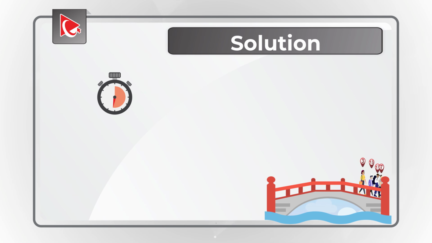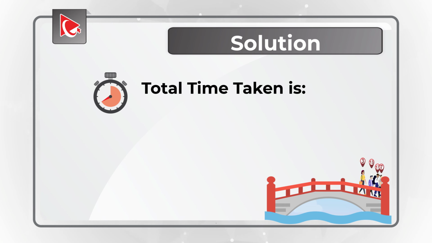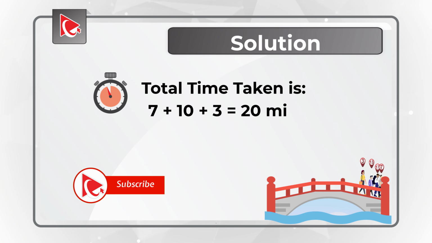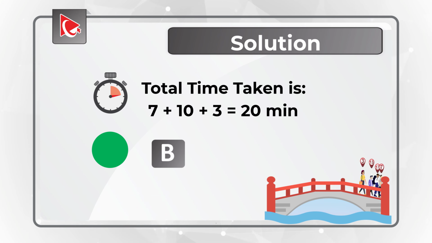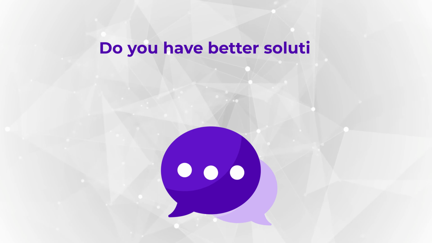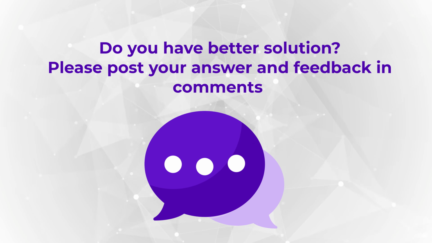And total time it took for travelers to cross the bridge would be 7 plus 10 plus 3 equals 20 minutes. So the correct answer here is choice B, 20 minutes. Hopefully you've nailed this question and now know how to answer similar problems on the test.